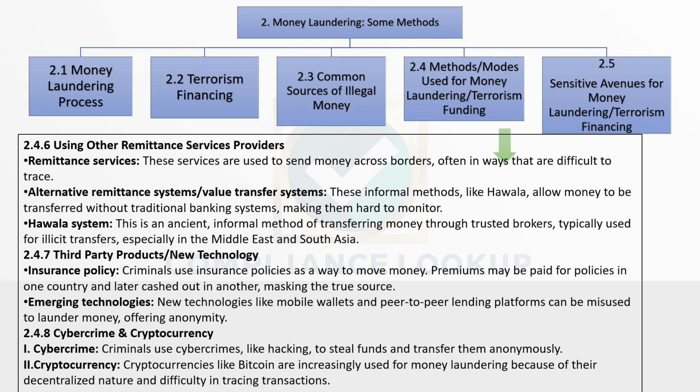Example, a money launderer transfers funds through a mobile payment app that allows anonymous transactions. The money is transferred across several accounts, blending legal and illegal funds. The anonymity provided by the app makes it difficult for authorities to trace the transaction back to its source.